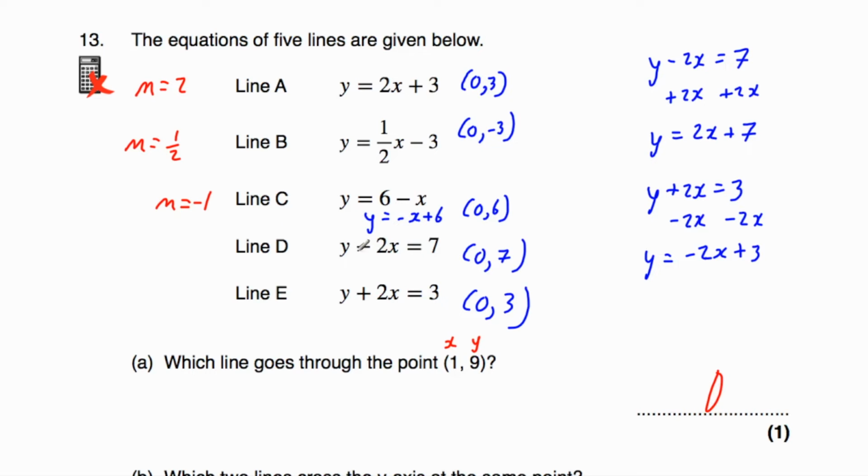D, the line D, we were given y equals minus 2x equals 7. Now we rearrange that to get y equals 2x plus 7. The gradient of this line would be 2, so m equals 2. That's great. Line A and D have got the same gradient.